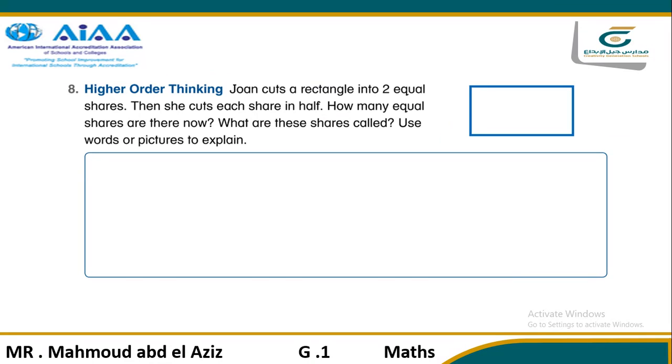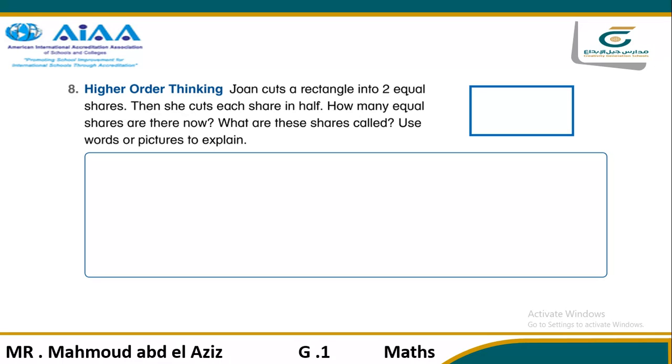Joanne cuts a rectangle into 2 equal shares. Then she cuts each share in half. How many equal shares are there now? And another question, what are these shares called? Use words or pictures to explain.